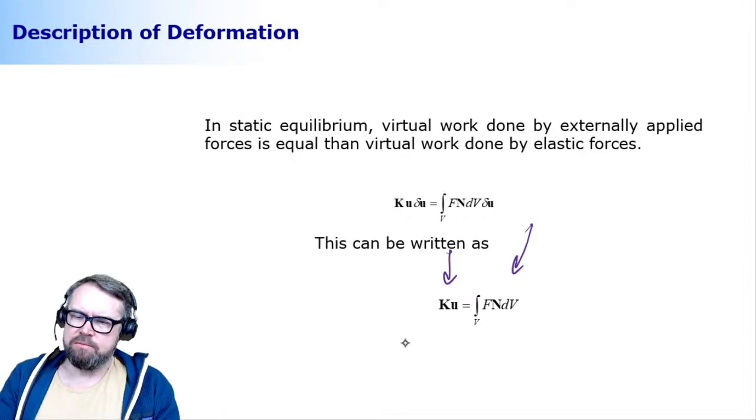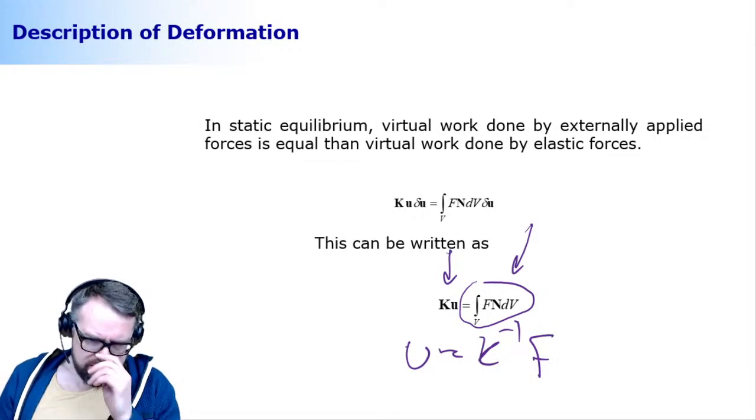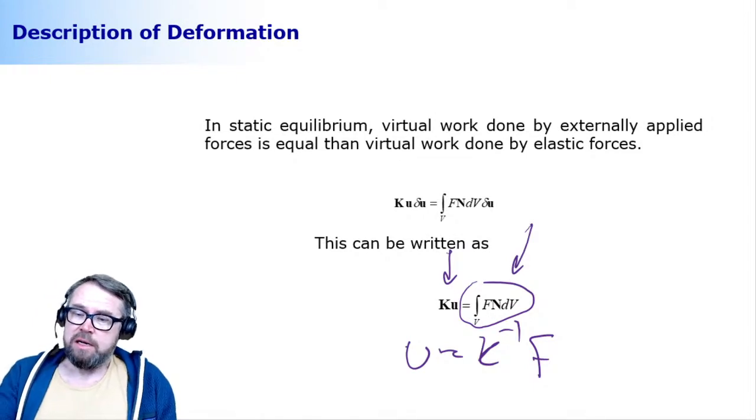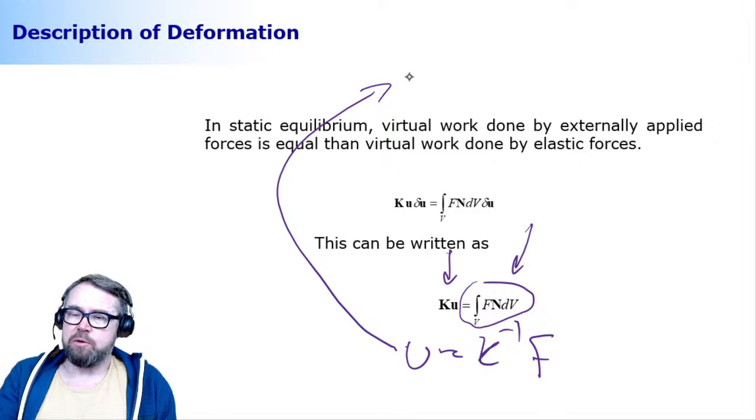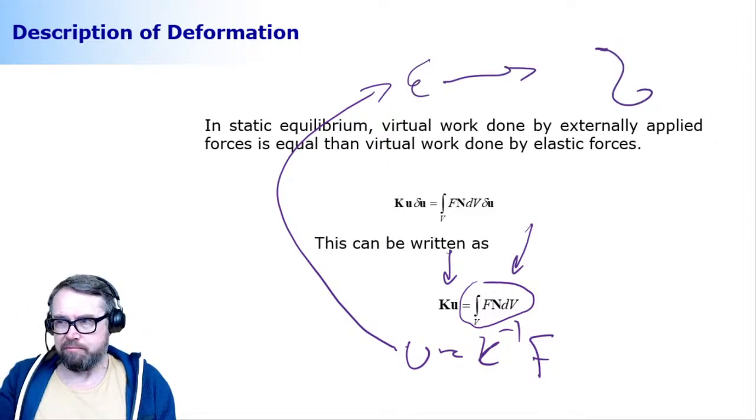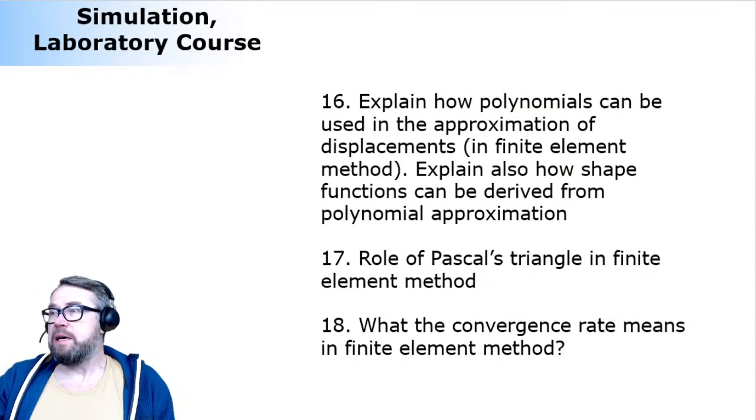Now from this equation, you can solve for the nodal degrees of freedom by inverting the stiffness matrix and multiplying by this component, which let's just call the F vector. And that's how you can solve for the nodal displacement. And from the nodal displacement, using the post-processing procedure, you can get the strain, and from the strain, you can get the stresses. That's the procedure in short. And now let's take a look at the possible questions in this subject matter, and then we're going to move on and look at something more complicated.